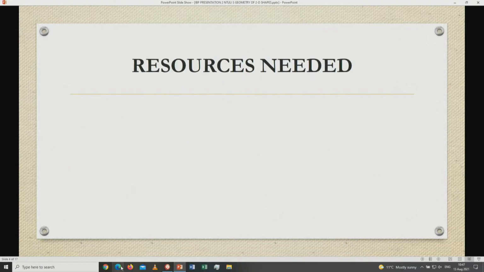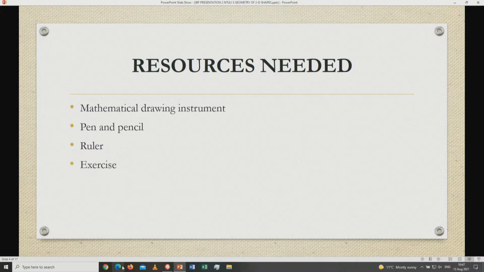Now, the resources that we would need for this are the following. We will need a mathematical drawing instrument because we are dealing with shapes here. We'll need a pen and pencil so that we can write and draw. We'll need a ruler to measure. We'll need an exercise book where we will write our notes and our class exercise that I will be providing.